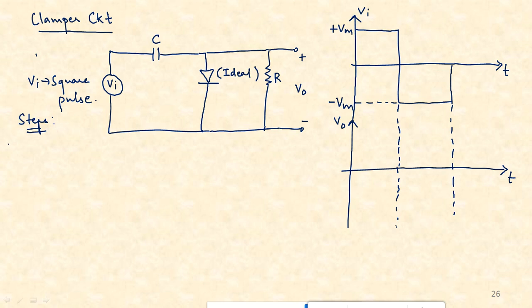As we used to do in the case of clippers, the first step is to determine the transition voltage. Since the diode is ideal, what must be the transition voltage here? Vt. It is 0, right? If the diode was of silicon, then it would have been 0.7. So right now the transition voltage is 0. Fine.